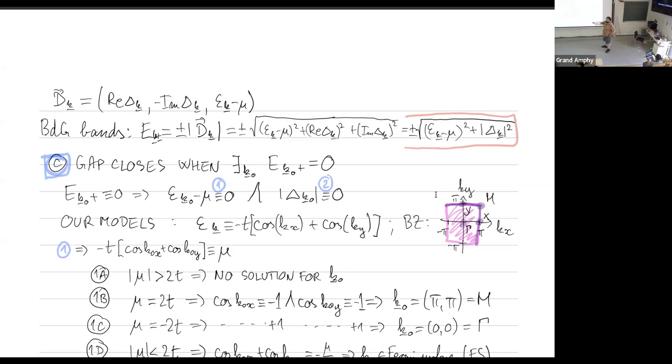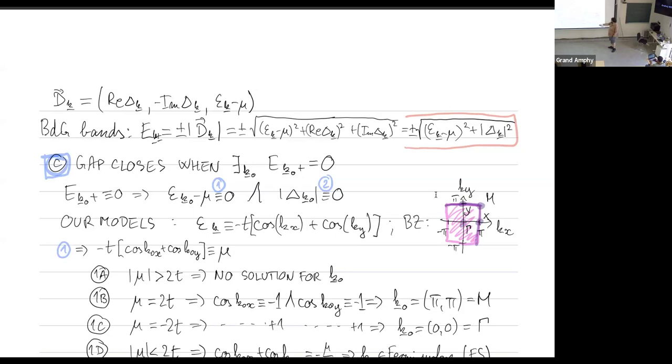That's now part C of the problem. So you need to make it 0. You do it by making the first term 0 because it's squared, and the second term 0 because it's squared, and it's a sum. So they both need to go to 0, independently. I mean, at the same k. Okay, so first you look at the zeros of the normal dispersion. That's 1, and the zeros of the gap. That's 2. So the normal dispersion, where does it go to 0?